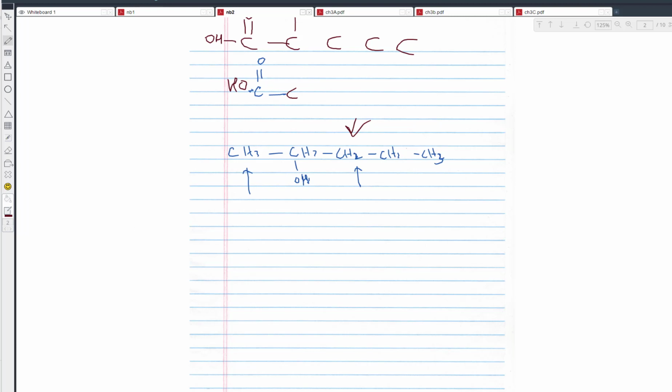What is the answer? No reaction, because this is tertiary. You got it. The key is being able to identify what it is. Okay. What next?